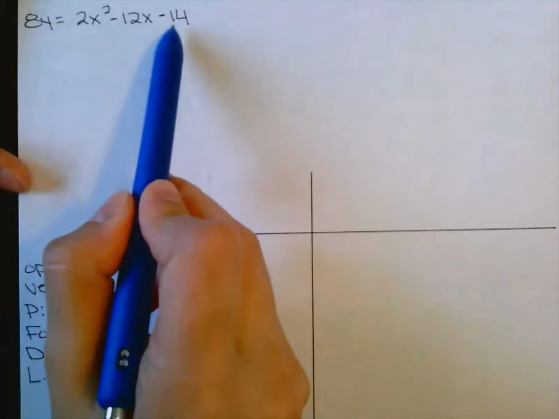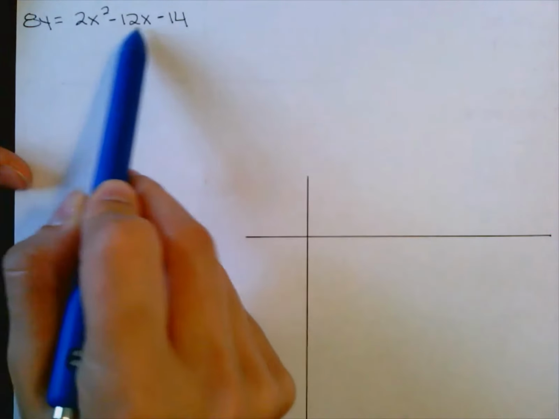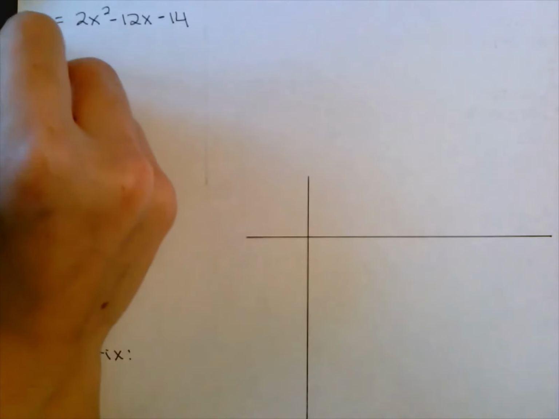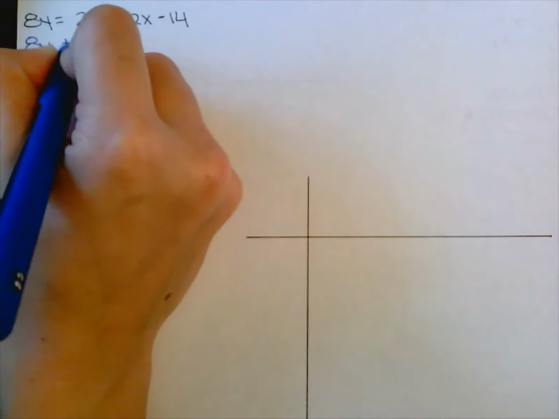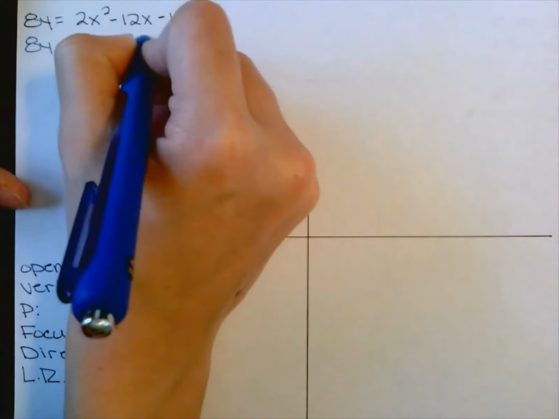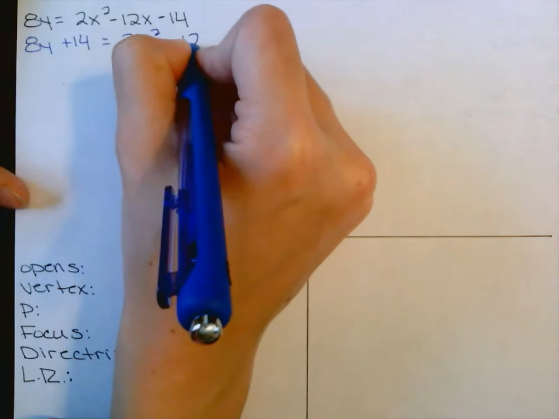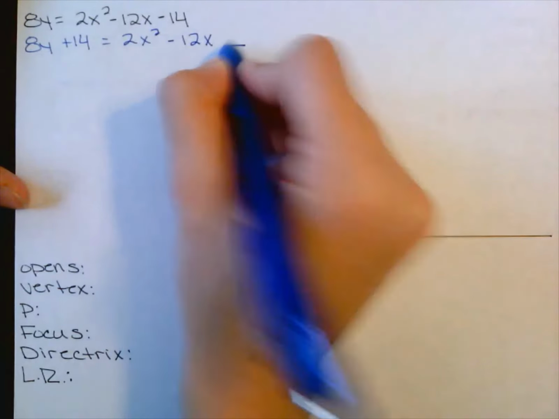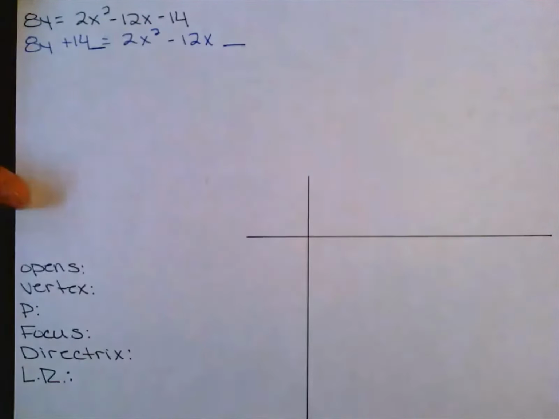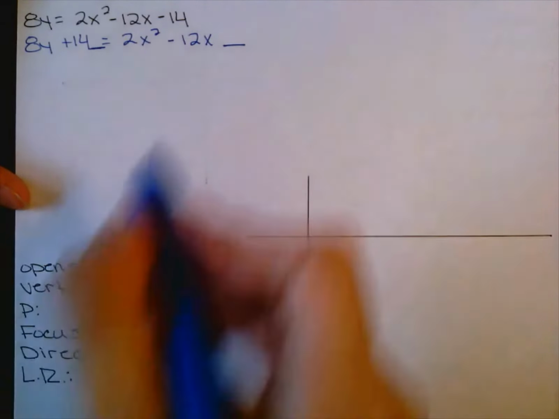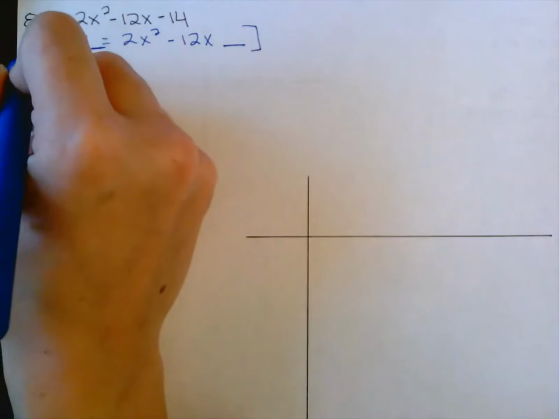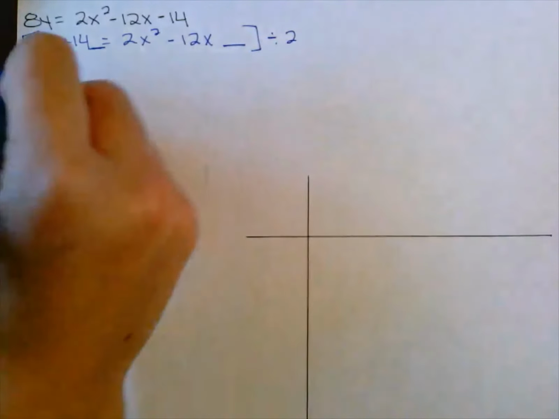So my first step that I'm going to do is move this 14 to the left so only the x's stay on the right. So I'm going to say 8y plus 14 equals 2x squared minus 12x. And I'm going to be putting that blank, and if I put one on one side, I must put it on the other. Okay, because again, I'm going to be completing the square with the x's. Now, a personal preference, the fact that I see that all of these numbers are even, 8, 14, 2, and 12, you have the luxury, if you'd like, to divide everything by 2 to work with smaller numbers.